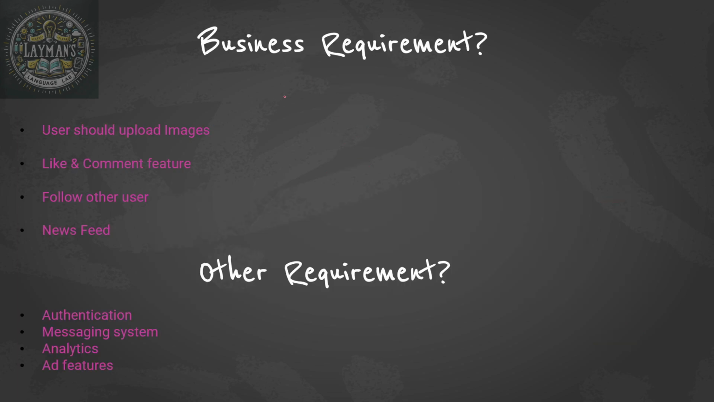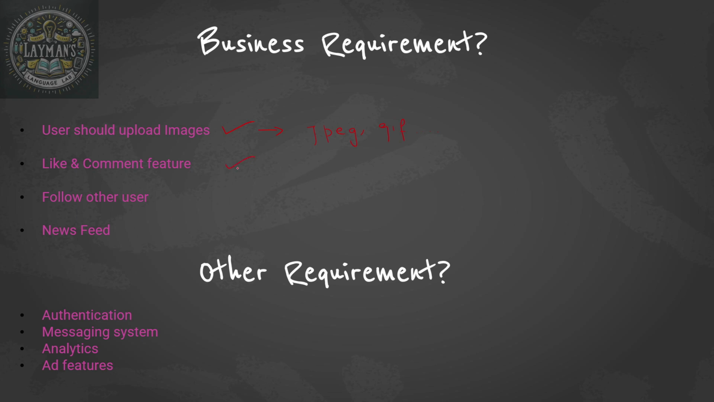The first thing is the business requirement. What is a business requirement? We all know that Instagram is a photo sharing app, so users should be able to upload images. And here we can have sub requirements, like it should support JPEG, GIF, or any other format, MPG, IMG, etc.